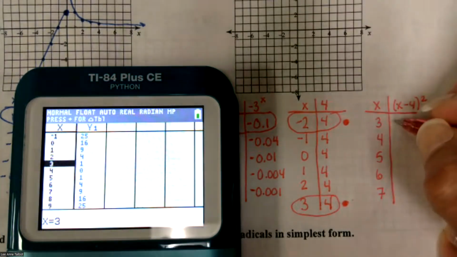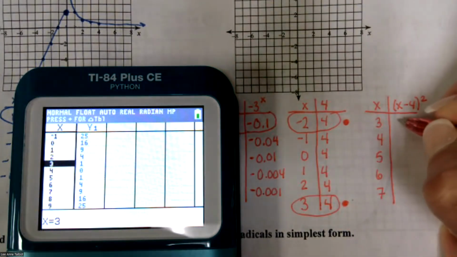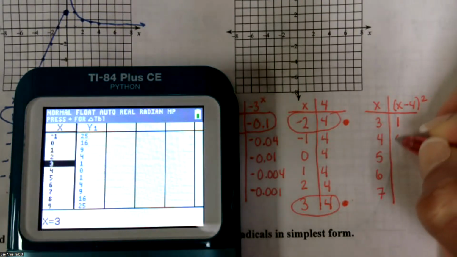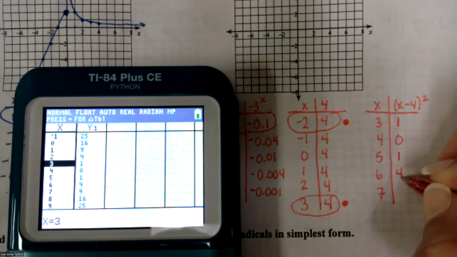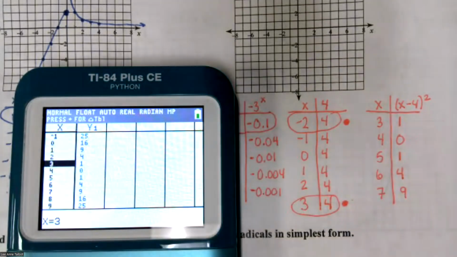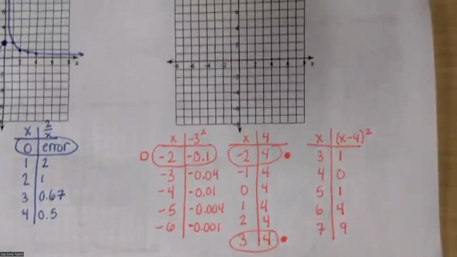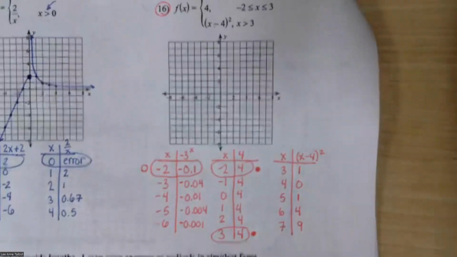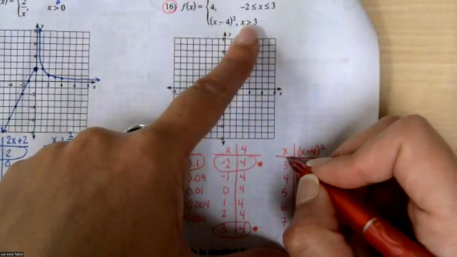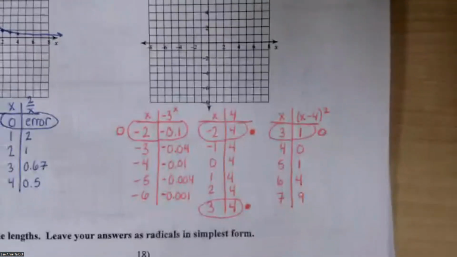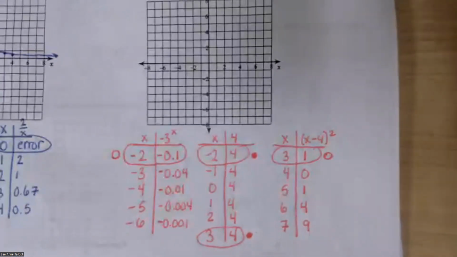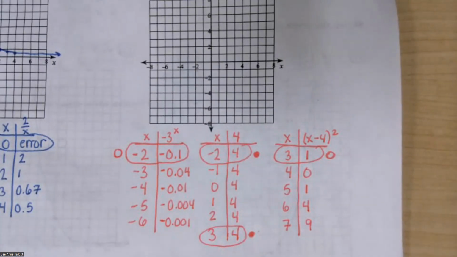Okay, so copying off the table here, 3 is 1, 4 is 0, 5 is 1, 6 is 4, 7 is 9. Okay, 3 is the endpoint and it's open. Any questions about my giant amount of table setup? We're good?